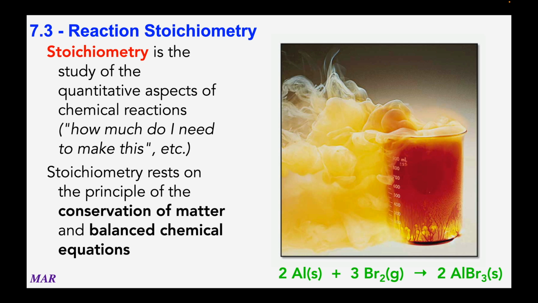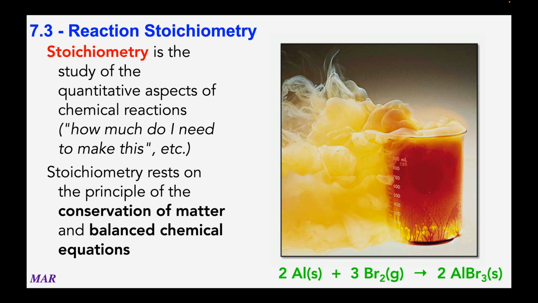Notice that 2 plus 3 on the left side do not equal 2 on the right side. The big stoichiometric coefficients do not equal each other on the other side. But what does equal, and what's important, is that the left-hand side has 2 aluminum atoms and the right-hand side has 2 aluminum atoms. And the left-hand side has 3 times 2, 6 bromine atoms, and the right-hand side has 2 times 3, 6 bromine atoms. So the atoms are balanced, even though the stoichiometric coefficients may or may not be balanced, and that's something to remember.